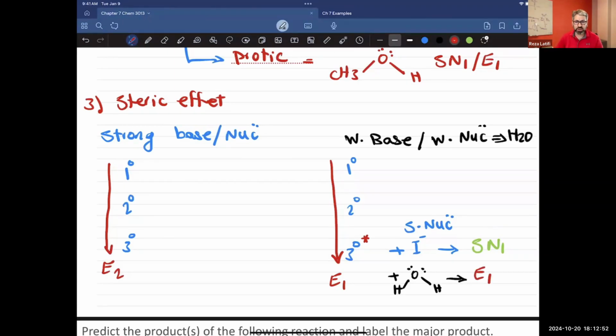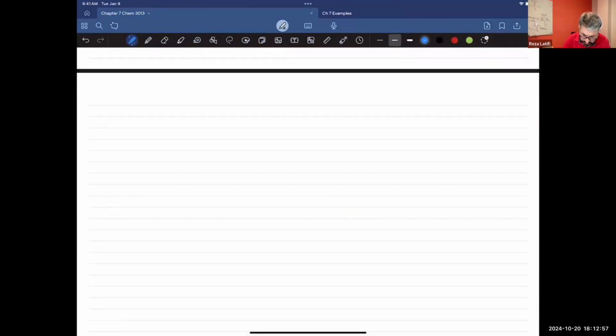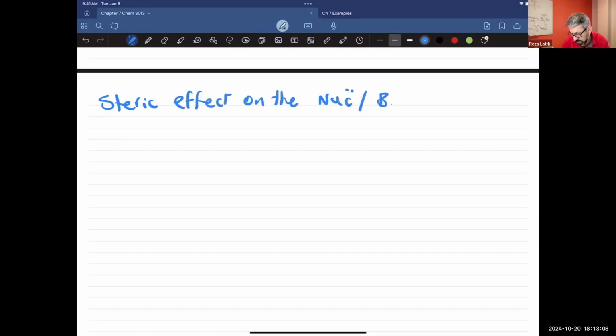Now, how about the steric effect on the nucleophile or the base? Steric effect on the nucleophile or the base will favor, again, elimination. So the ratio of elimination will go up. And that's the last thing that you need to look for. Let's practice some examples.